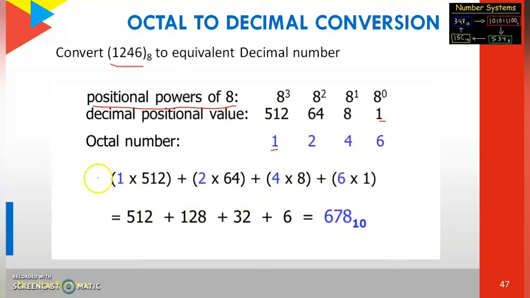Now we see the next line. 1 into 512, the corresponding weight for this positional digit 1, plus 2 into 64, plus 4 into 8, plus 6 into 1. We multiply: 1 into 512 gives 512, 2 into 64 is 128, 4 into 8 is 32, and 6 into 1 is 6. At last we add all these numbers and we get the result, 678 base 10.